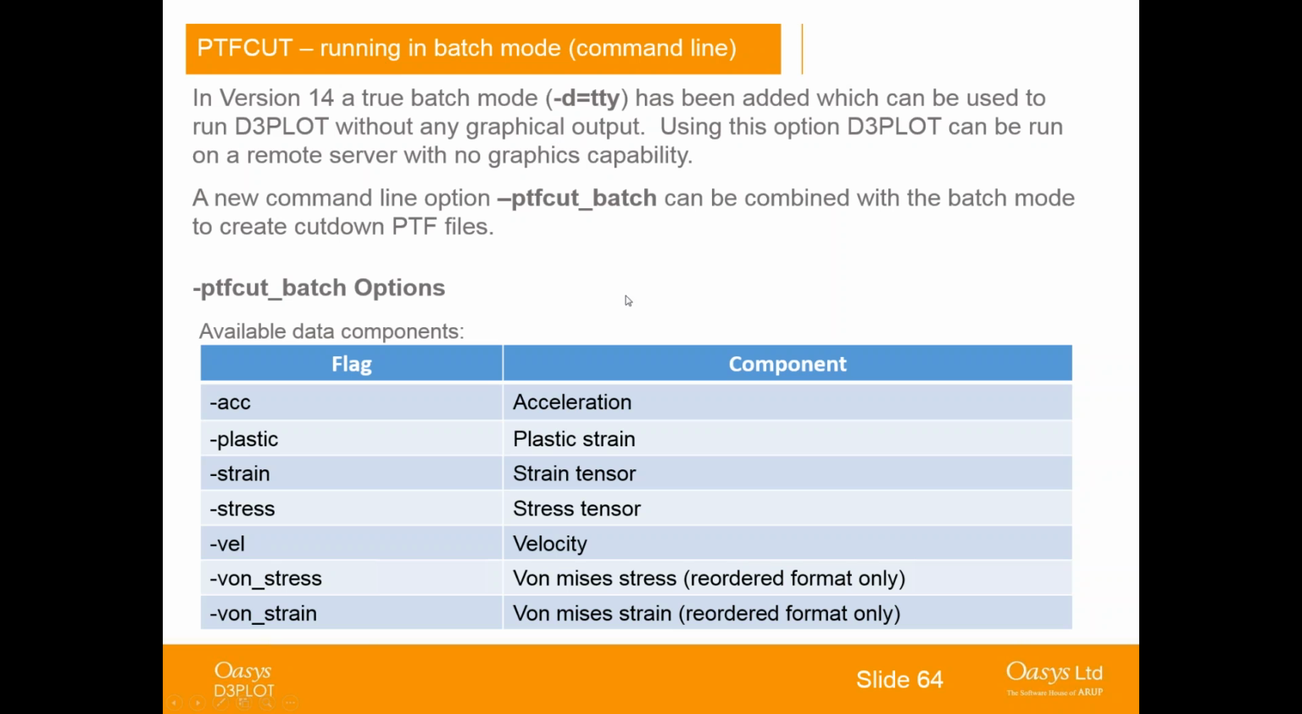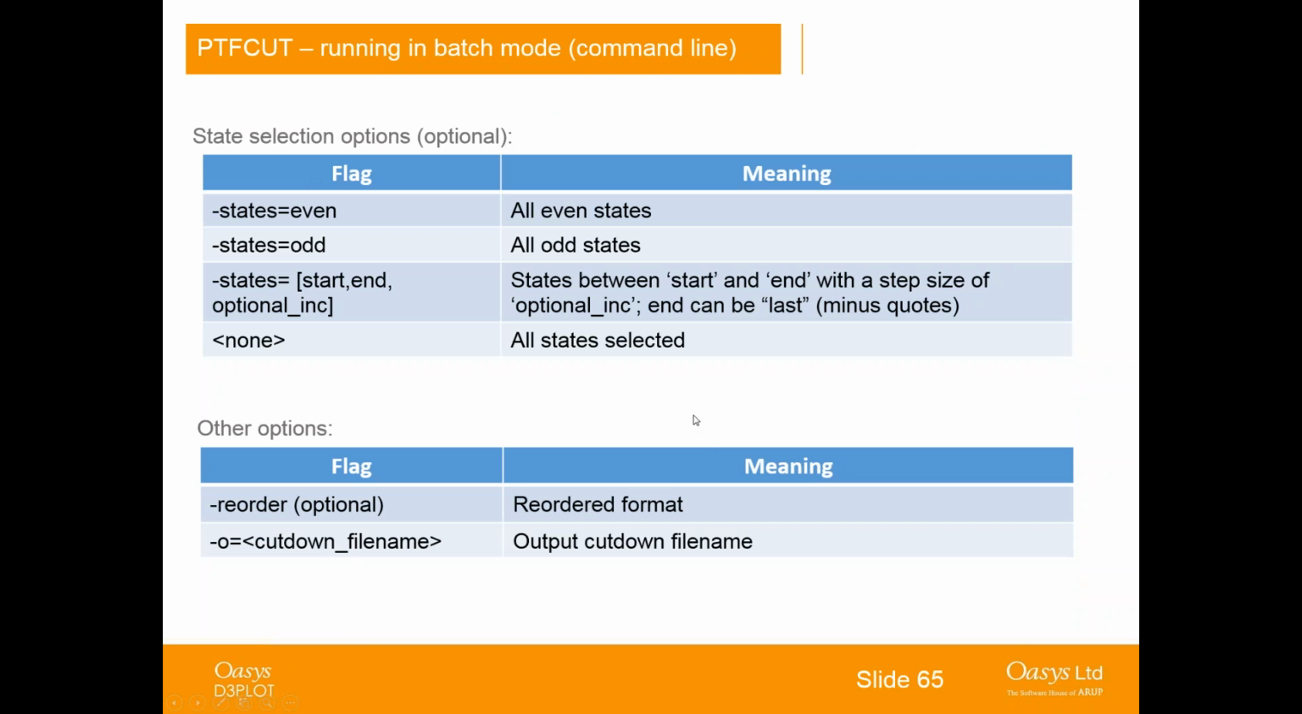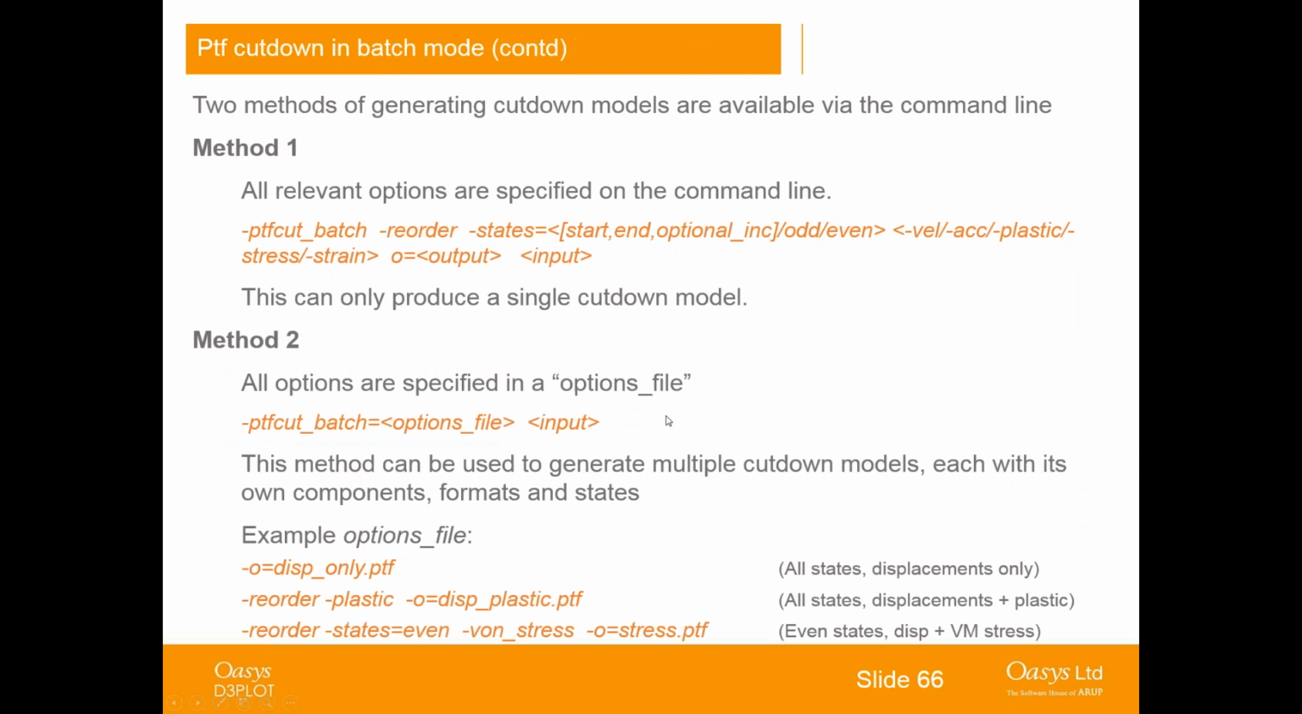We can also use PTF Cuts in batch mode. Okay, so you can set it off to output these particular components, for example. We can use it in batch mode to output just the even odd states or a start-finish state. And we can use the reordered format, which is the native D3 plot format. Okay, there are two methods of generating the cut-down models. We can use a command file option, or we can use an options file.